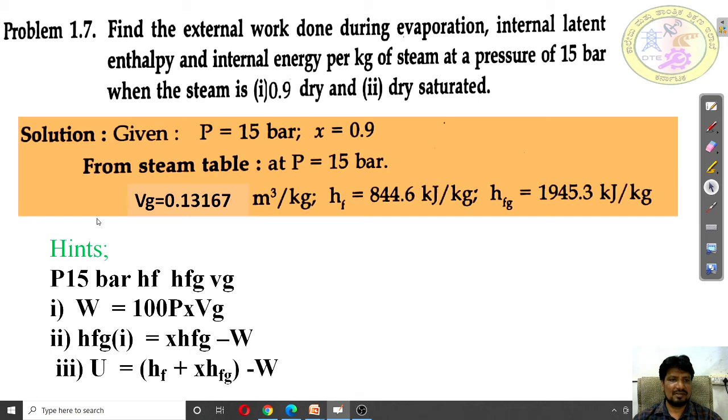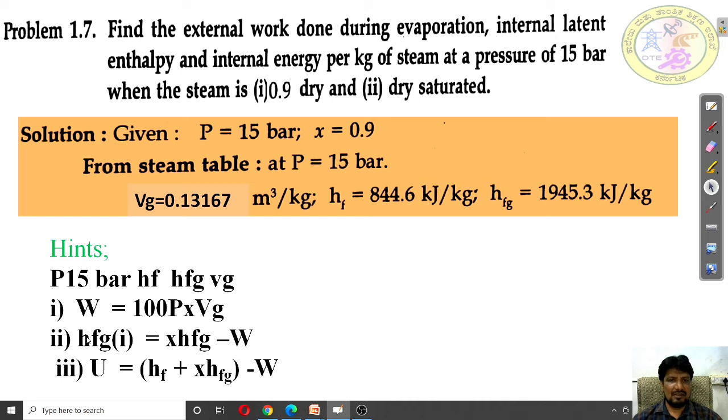The first one is the first condition, when it is 0.9 dry. So first you note down the values corresponding to a pressure of 15 bar: note down the HF, HFG and VG. Then for the first condition, work done during the wet steam is 100 P into X into Vg, where X is 0.9.